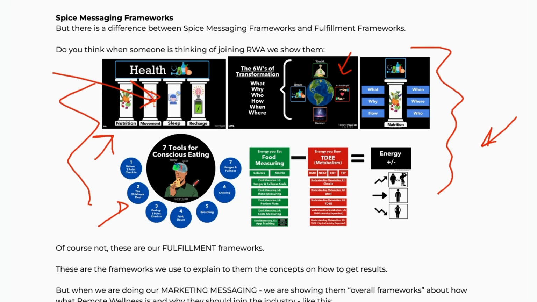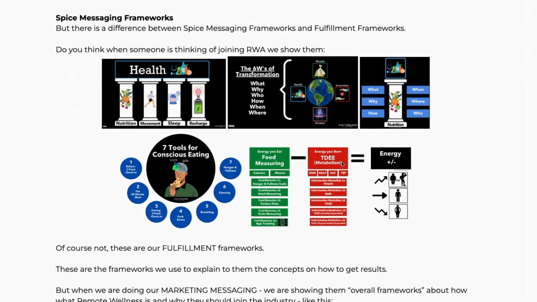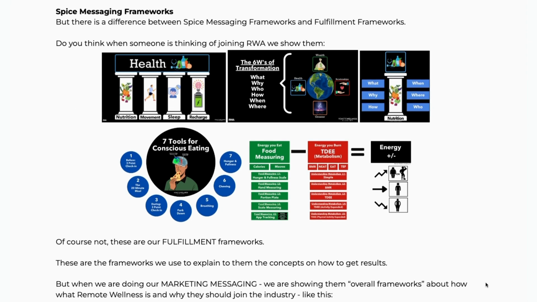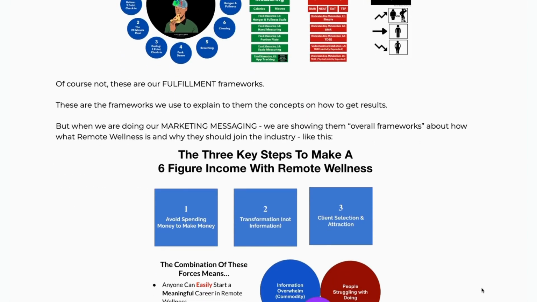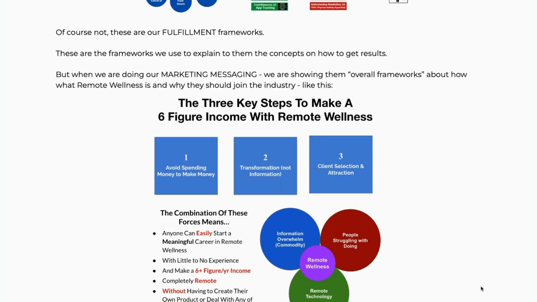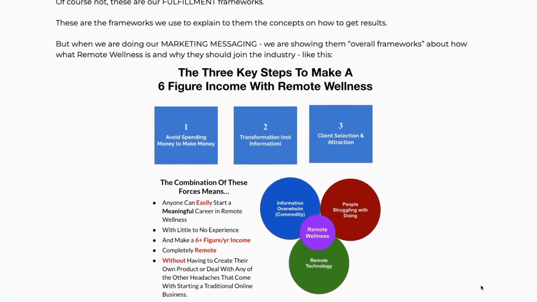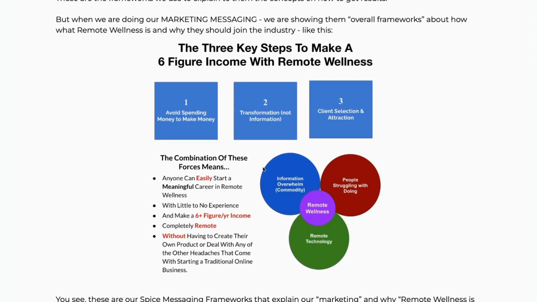And so what we're going to do is we're actually going to have frameworks. This is what we call spice messaging, spice marketing frameworks, is that we have marketing messaging frameworks, which are a little bit more overall. They're a little bit more general about how remote wellness works and exactly why remote wellness is the industry that they should go ahead and join. And so examples of what frameworks like that look like is like the 3 key steps to make a 6-figure income with remote wellness, right? Number 1, avoid spending money to make money. Number 2, focus on transformation, not information. Number 3, focus on client selection and client attraction, right?